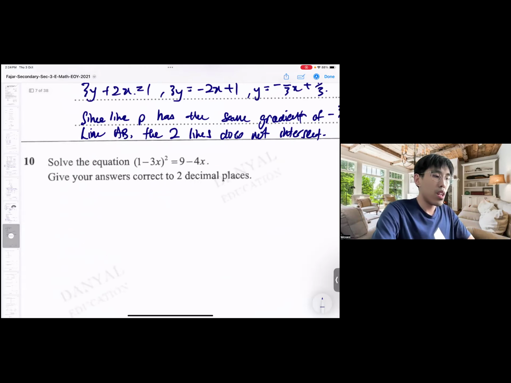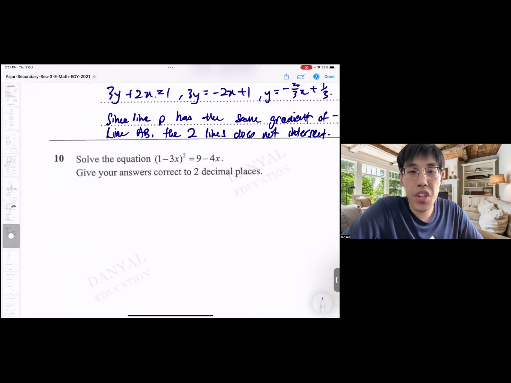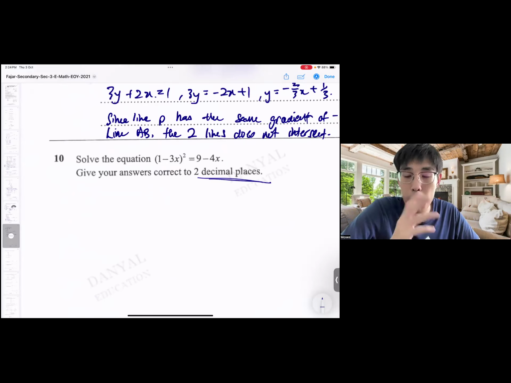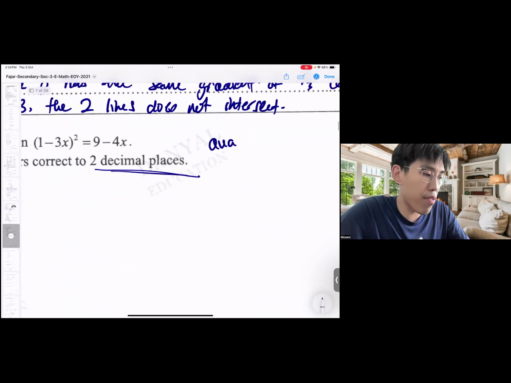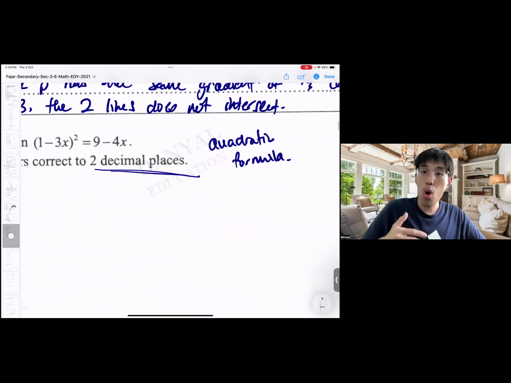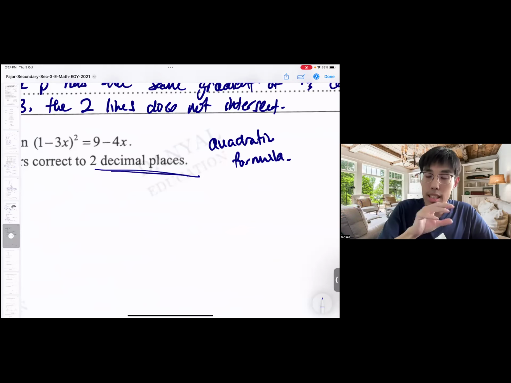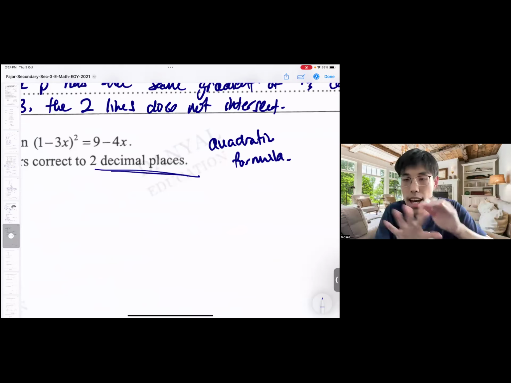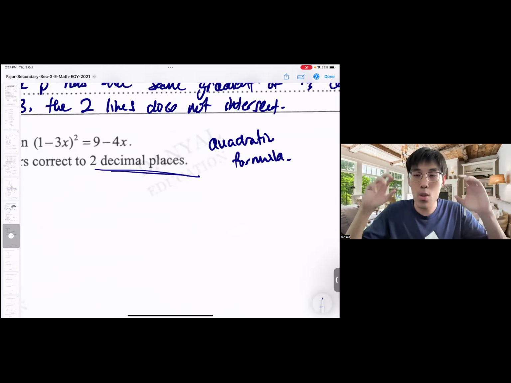Okay, next. Solve this whole equation. Give your answers correct to 2dp. So normally when they say give in 2dp, that means the final answer will be very ugly, but they want that ugly answer. That means you must use the quadratic formula to show that you are able to solve for this equation and get the two ugly values. Okay, you cannot just shift the stuff, press the calculator and then show the answer. Cannot. You must show that you are using the quadratic formula.